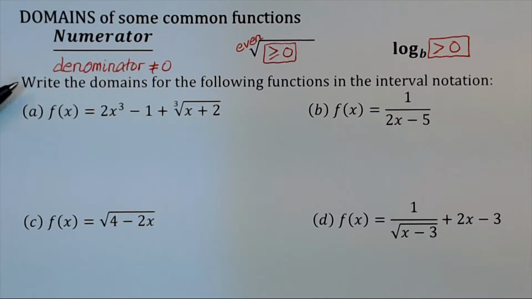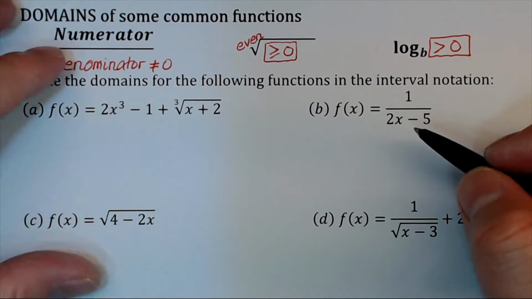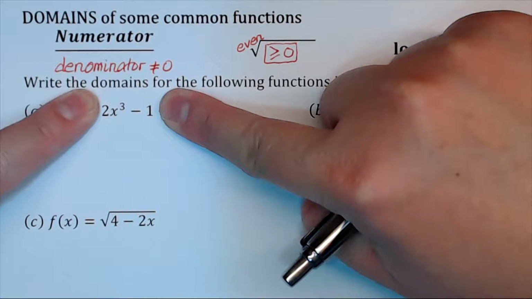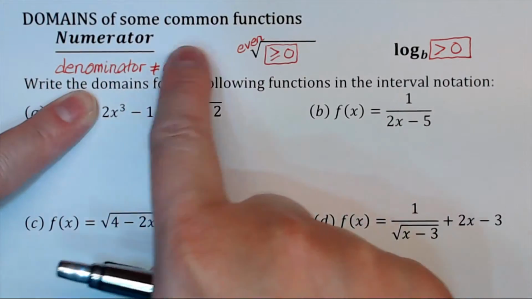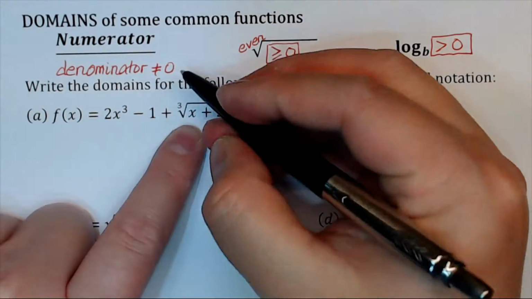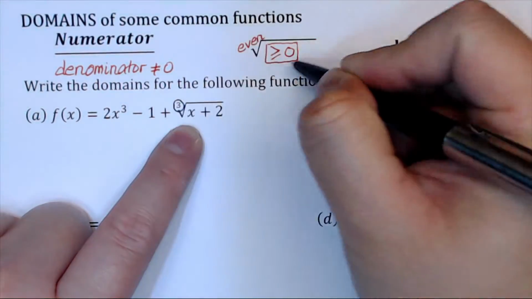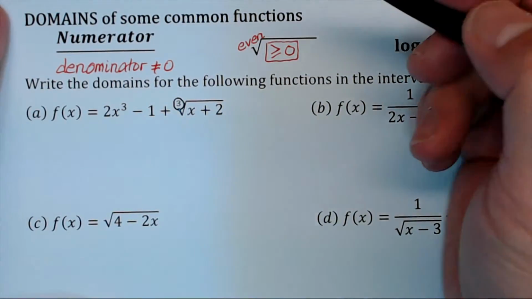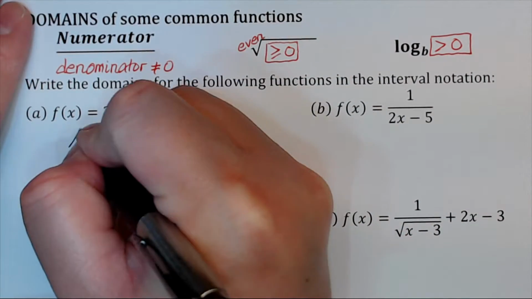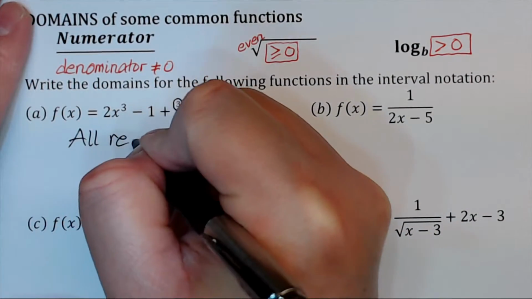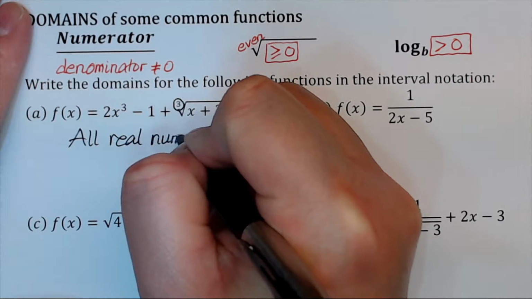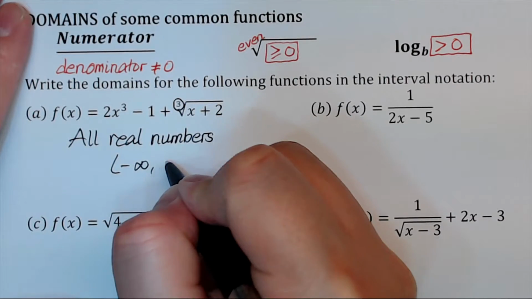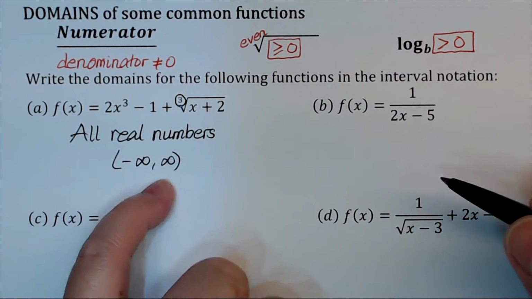Now, let's look at these examples. The first one is a polynomial function. It is defined everywhere, and it is not any of these. That one is a cube root, not an even root, so this is also defined everywhere. All of this together, the domain is all real numbers, so from negative infinity to infinity.